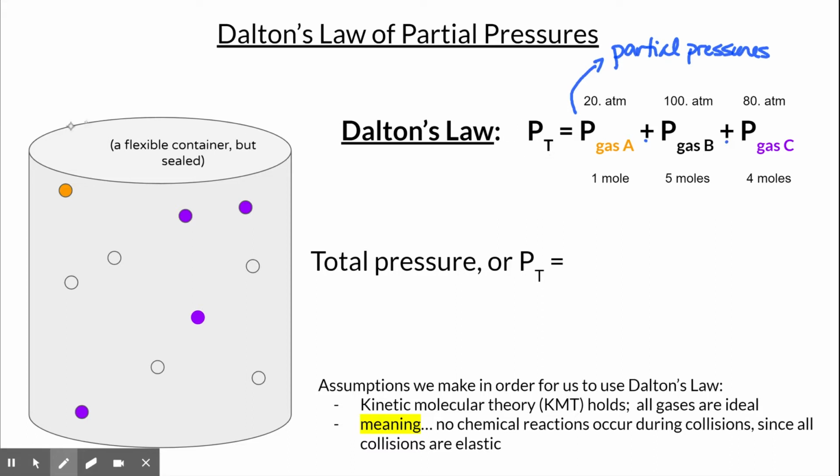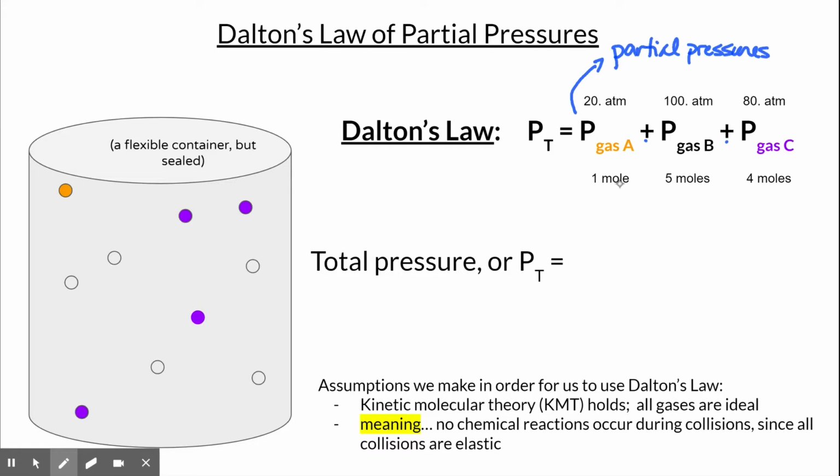So, if we take a look at this mixture over here on the left, each of the circles stands for 1 mole. So, the single solitary orange circle stands for 1 mole of gas A. In a similar way, we have 5 moles of gas B and 4 moles of gas C for a total of 10 moles of gas in the container.